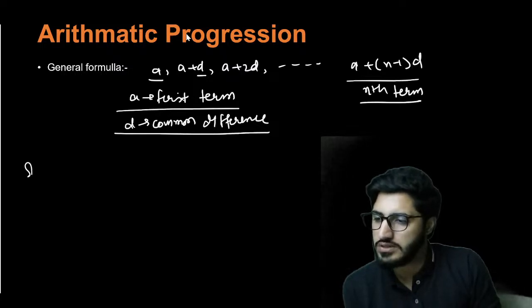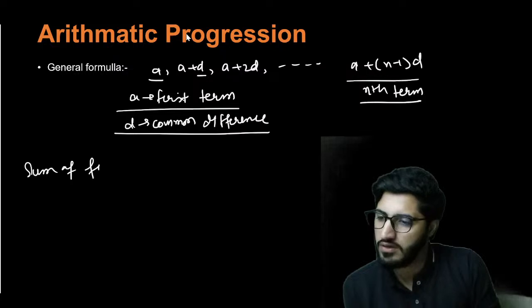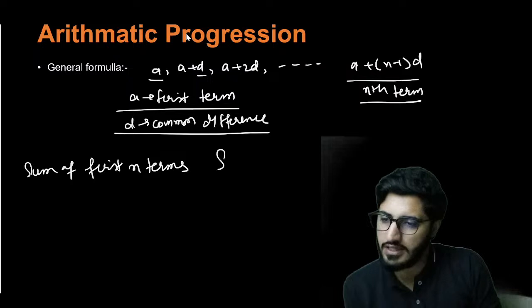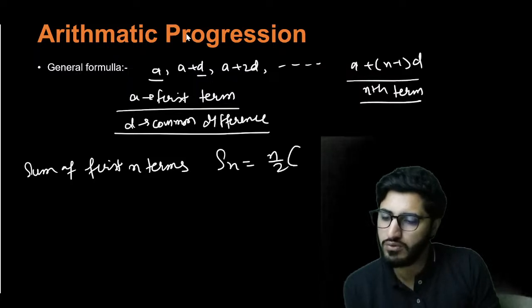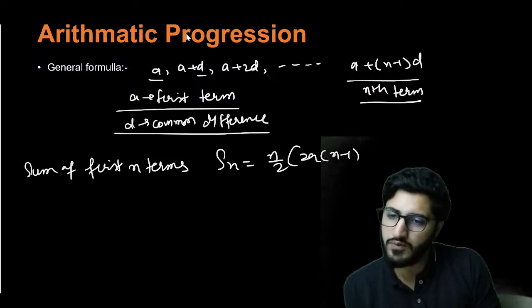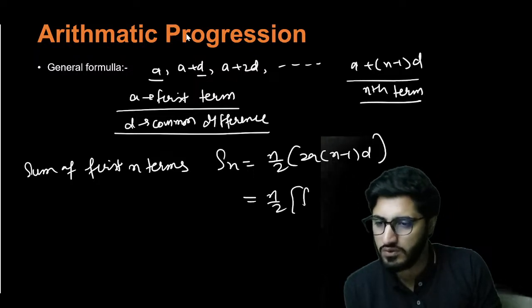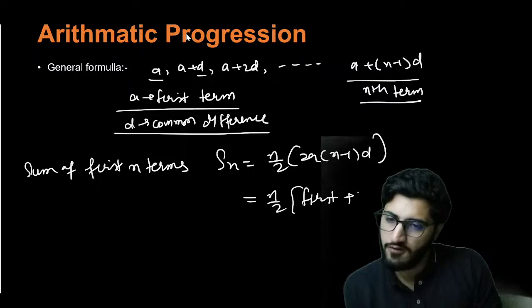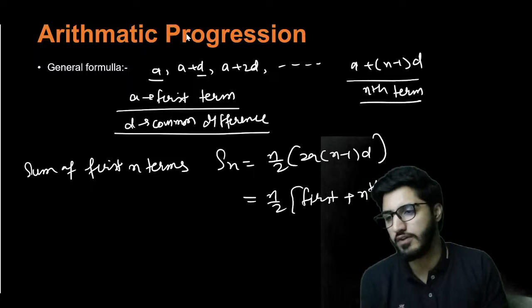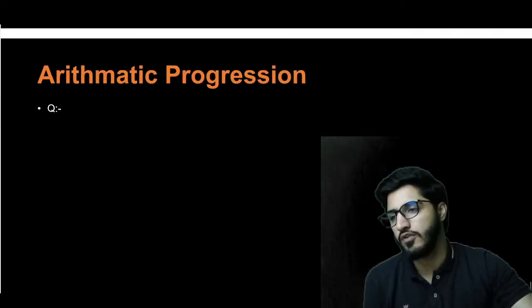Now the sum of the first n terms, that is S, comes out to be n by 2 times (2a + (n-1)d). We can also do one thing: it is n by 2 times (first term plus nth term). One more formula, right? That's how we have a numerical.